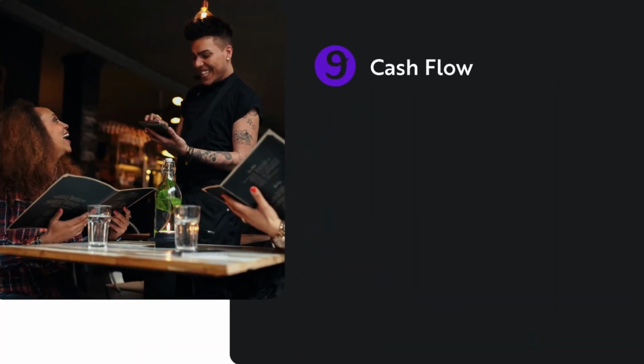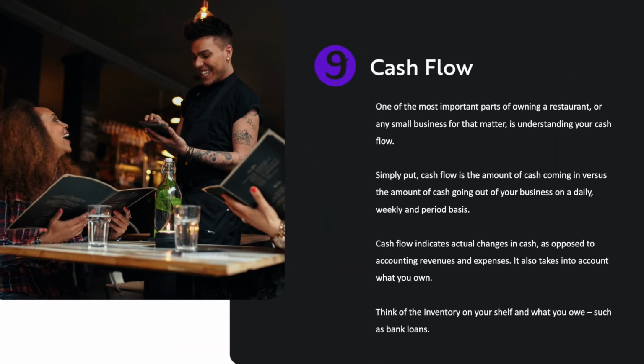At number 9 is cash flow. One of the most important parts of owning a restaurant, or any small business for that matter, is understanding your cash flow. Simply put, cash flow is the amount of cash coming in versus the amount of cash going out of your business on a daily, weekly, and period basis.